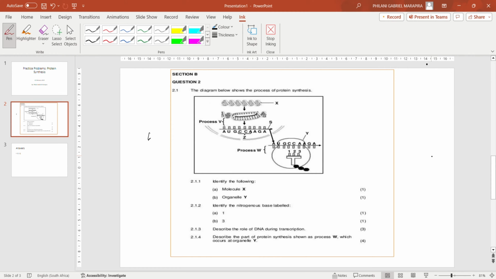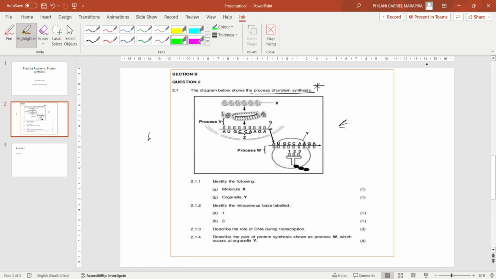So first of all, when you approach a question paper, you have to read first the instruction of the question. It says that the diagram below shows the process of protein synthesis. So it means that you have to think all about the process whereby proteins are made. So you can see that we have been given a diagram here. So before we answer the questions, we need to know how to interpret such a diagram.